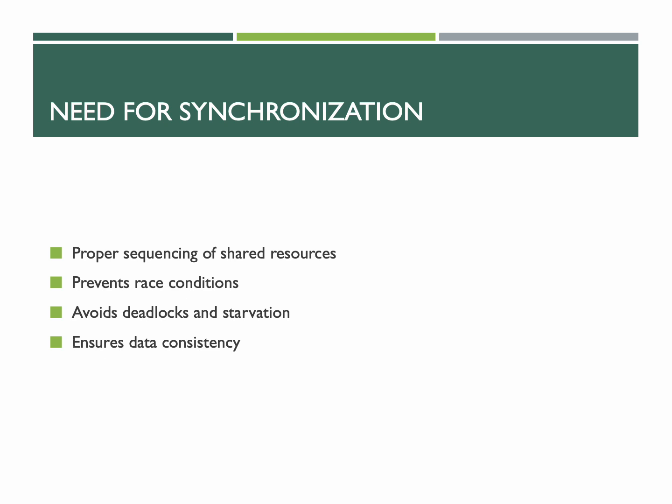Then it avoids deadlocks and starvation. We have learned about deadlocks and starvation in our previous slides. Deadlock happens when processes are waiting for each other to release resources, causing the system to freeze, and starvation is when a process is perpetually denied access to the resources it needs. Synchronization ensures fair resource allocation and prevents these scenarios.